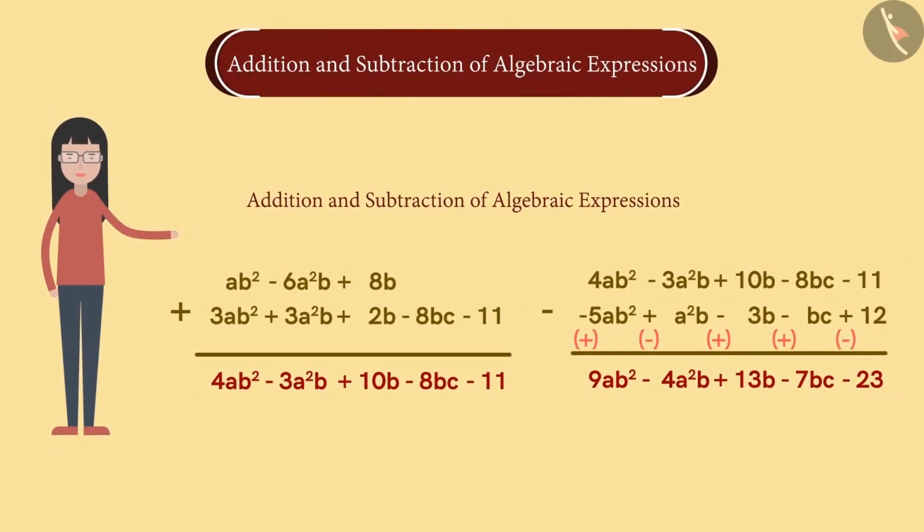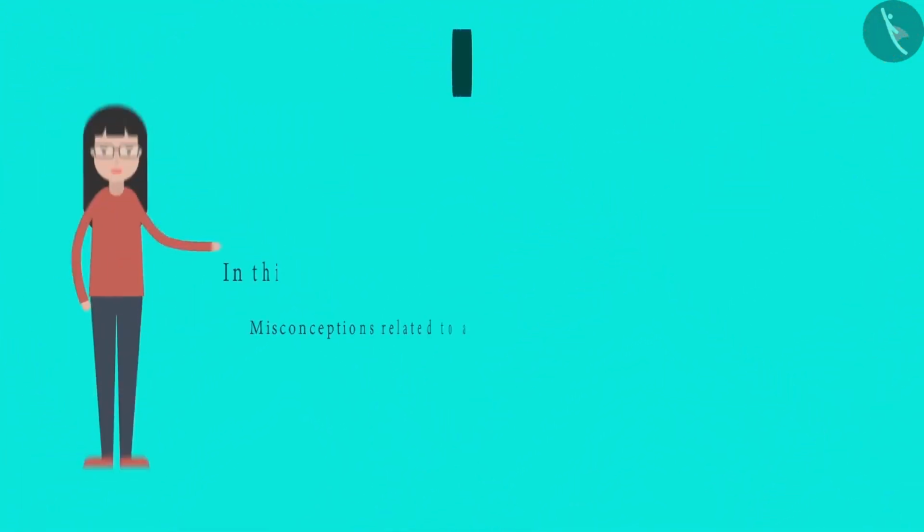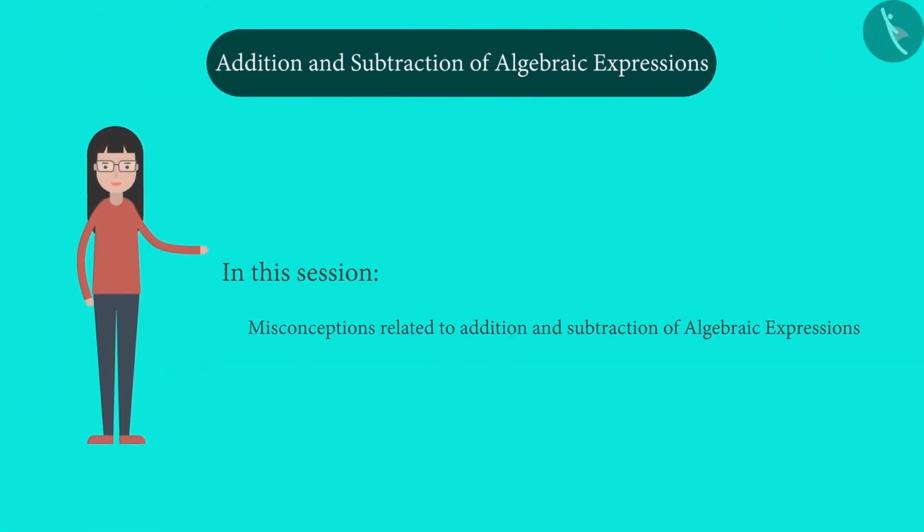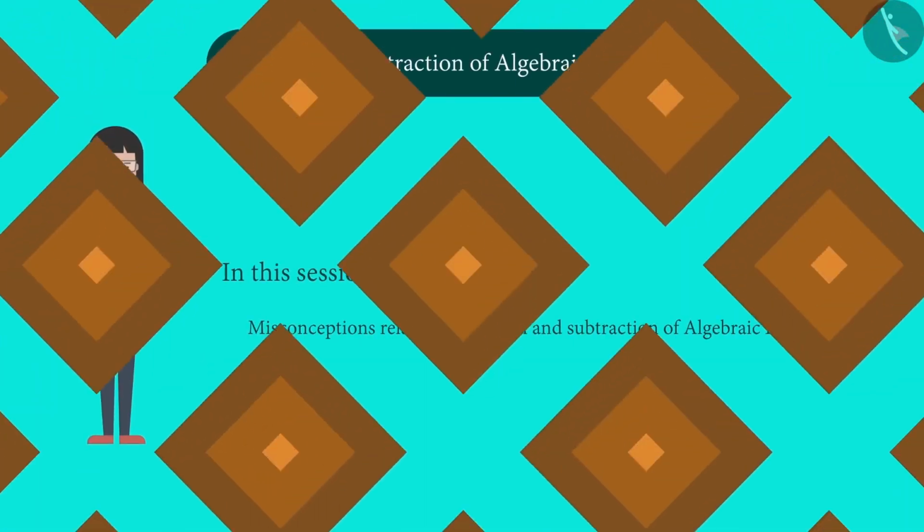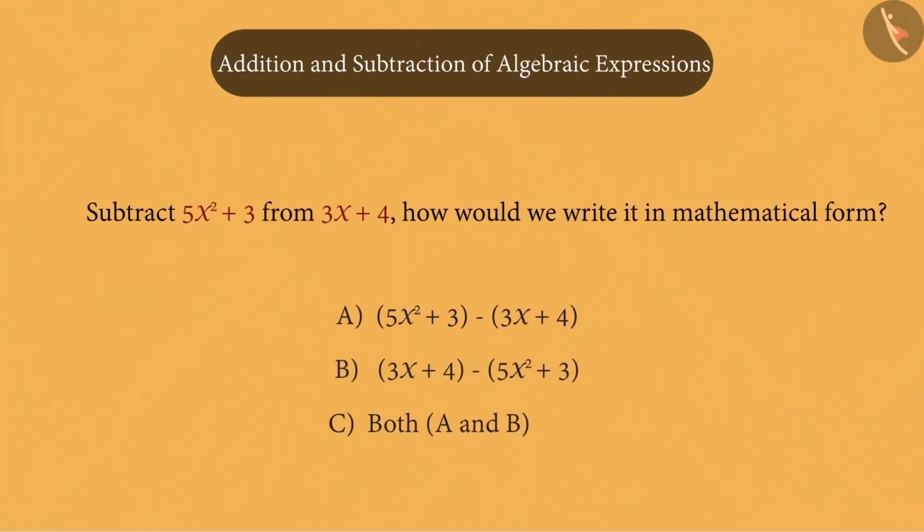In the previous session, we saw how to add and subtract algebraic expressions. Friends, in this session, we will look at some common misconceptions related to this concept. Look at this question. Can you tell us what is the right option? The correct option here is B. Now, for some of you, the answer may have been either option A or option C. Let's see why.